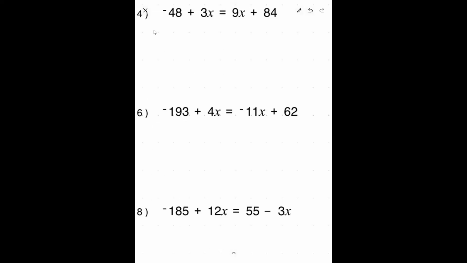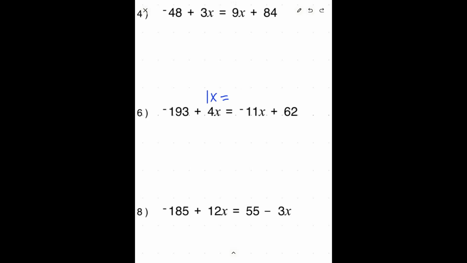Right now on my iPad, you see problem number 4. It says negative 48 plus 3x equals 9x plus 84. Now, the goal when you get done is to have 1x equals some number. All right, so that's what we're trying to do.